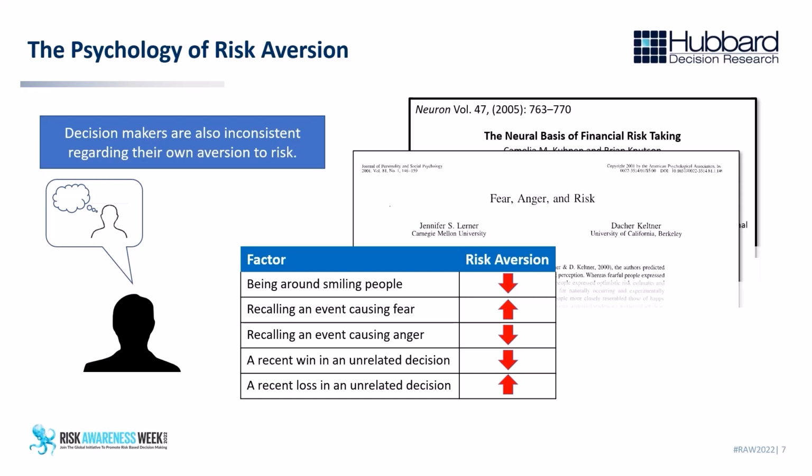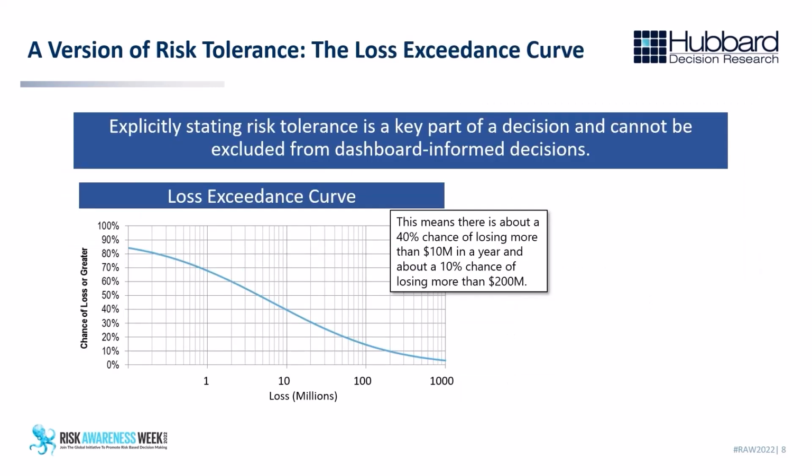As I said, these change every day. If you don't explicitly state your risk aversion, you're just going to be more risk averse on Tuesday morning than you were Thursday afternoon, and that was the reason you made the decision you made. So one way we've been quantifying our risk tolerance is to use this tool here that we're showing in this chart called a loss exceedance curve.